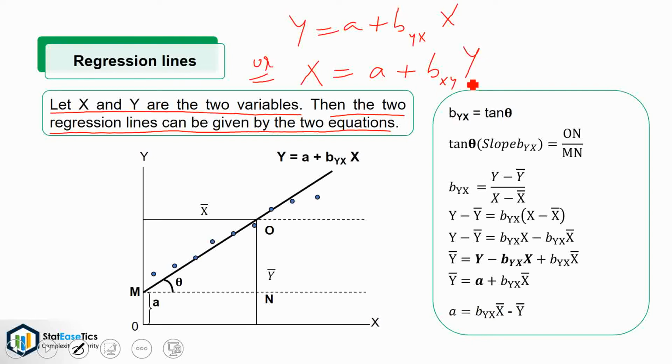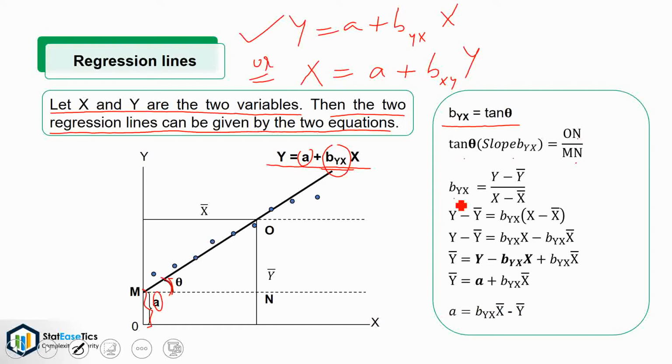Let's check out the first equation. Here in the plot we can see that the line represents y is equal to a plus byx into x. Here a is the intercept and byx is the slope. This we can compare with the straight line equation. It is similar to it. Here byx is equal to tan theta. That is tan theta, which is slope byx, is equal to on upon mn.